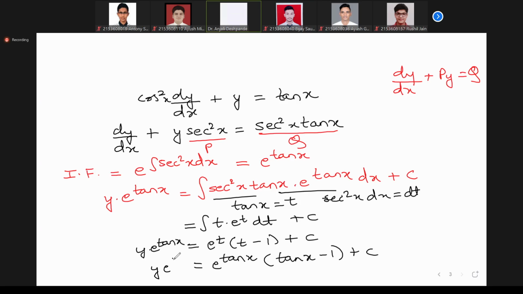Now at this stage, once again, I told you, if you wish to simplify, you can transfer this e raised to tan x to the right hand side. Okay, so here I will just write in a different color. So if you transfer to the right hand side, you will get your equation like this: y equals tan x minus 1 plus c e raised to minus tan x. So this way also you can express the answer, or you can leave it here.